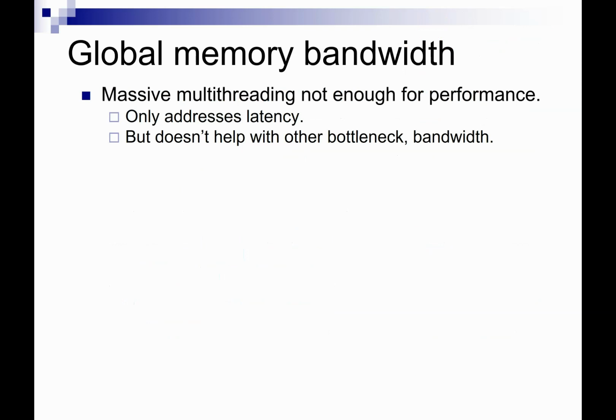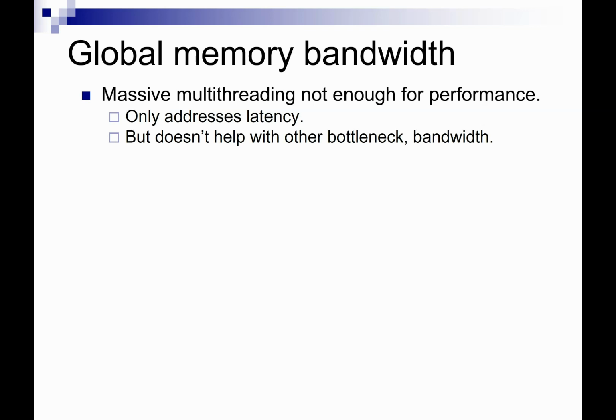Now we've talked about the latency issue, and the way to address high latency is latency hiding using massive multithreading. However, that's not enough, because in addition to having a latency bottleneck, we also have a bottleneck in terms of global memory bandwidth. Remember that latency and bandwidth are not the same thing. You could have very low latency, but if you have tiny bandwidth, you're still going to get very poor performance. So now we need to address the fact that the global memory has limited bandwidth.